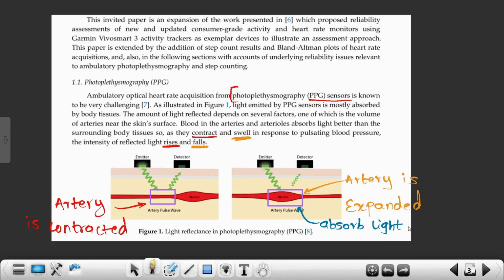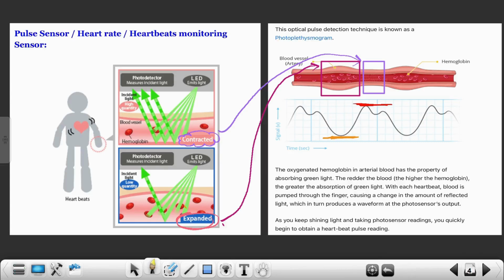And what is the reason or logic behind it? This is because the swollen artery has a high amount of hemoglobin molecules, and hemoglobin has oxygen, right? So the hemoglobin molecules absorb the majority of this light, whereas the relaxed or contracted artery has the tendency to reflect the light. Why? Because you will hardly get any hemoglobin in that area.